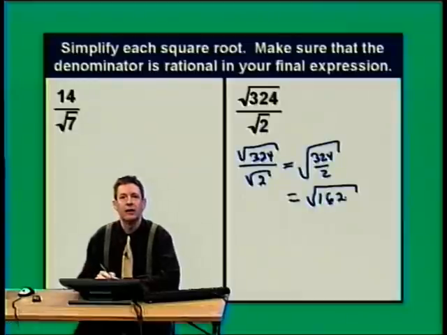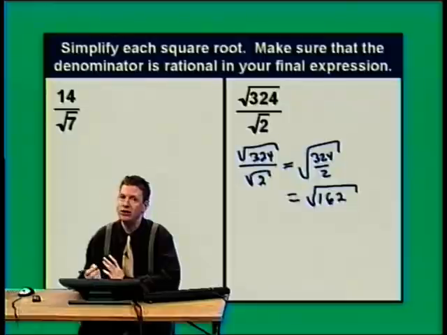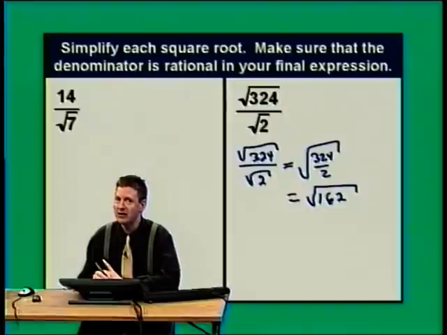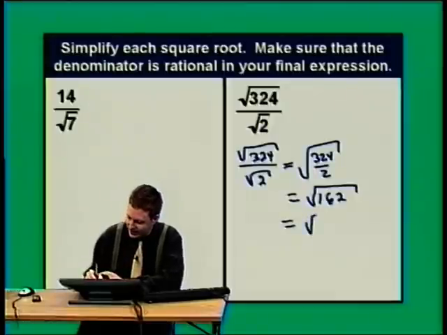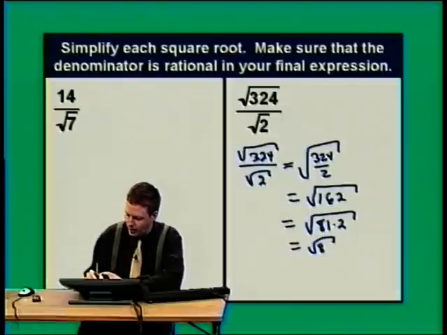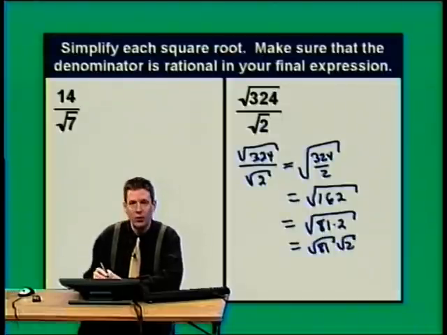162 times. So now I need to think, are there any perfect squares that evenly divide into 162? Well, the first thought that goes into my mind is that 2 evenly divides into 162. And while 2 is not a perfect square, the number of times that 2 does go into 162 is 81, and 81 is a perfect square. So I lucked out. This is the square root of 81 times 2, which is the square root of 81 times the square root of 2.